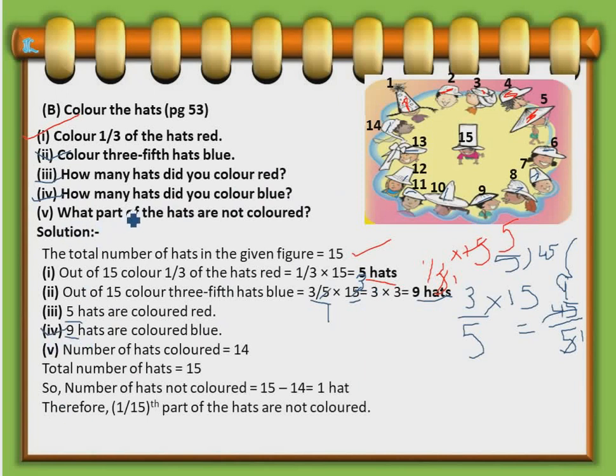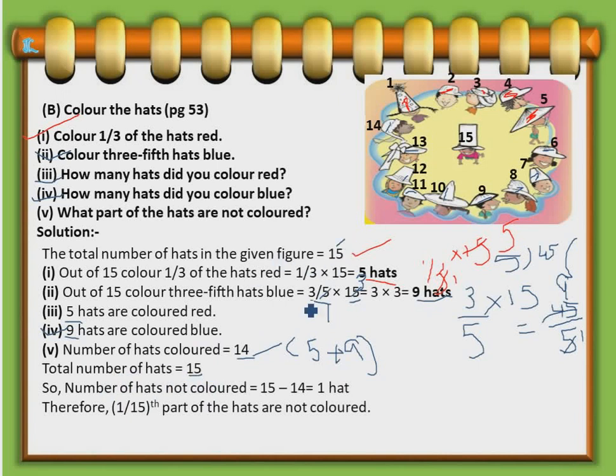Now, what part of the hats are not colored? They're asking us what part of the hats are not colored. So, the number of hats colored is 5 plus 9. 5 plus 9 is how much? That is 14. How did you get this 14? Because 5 we colored red and 9 we colored blue. So 5 plus 9 is 14. And the total number of hats is 15.